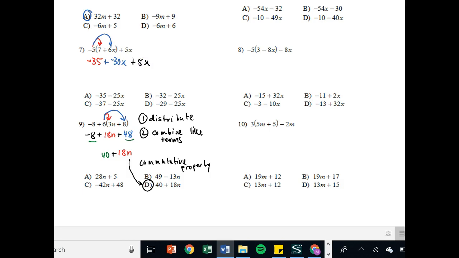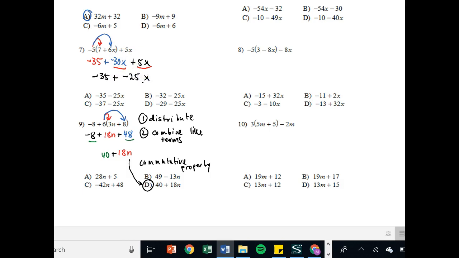So now we've got to find some like terms, right? So negative 30x and 5x are like terms because they have the same variable and exponent. So this is negative 35 plus a negative 30 plus 5x. You got to go back to your addition and subtraction rules, which is different signs subtract more. You got more negative, so negative 25x is our answer.